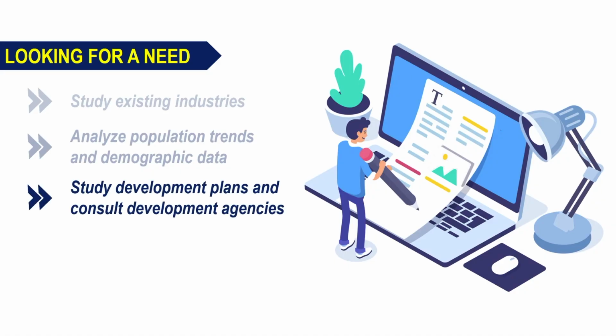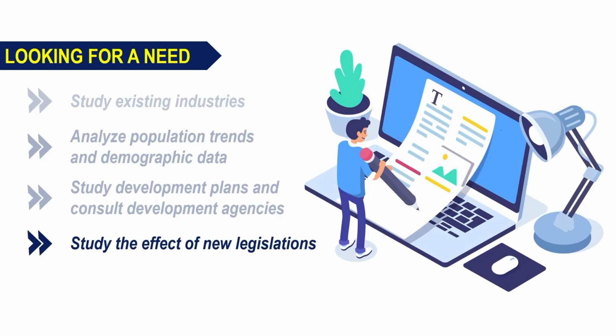So, that is again a very big business. The third is study the developmental plans and consult development agencies. So, look into the projects on the priorities of the government. Which projects the government is prioritizing, the central government, the state government, and they are giving a lot of, let us say, subsidies, a lot of tax incentives basically.